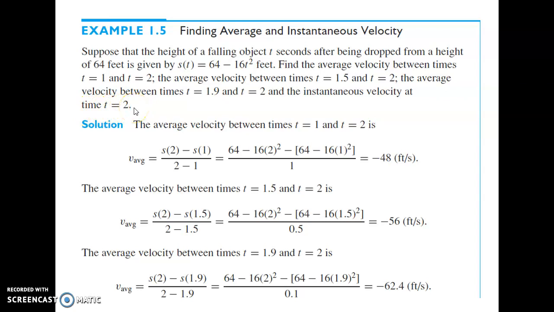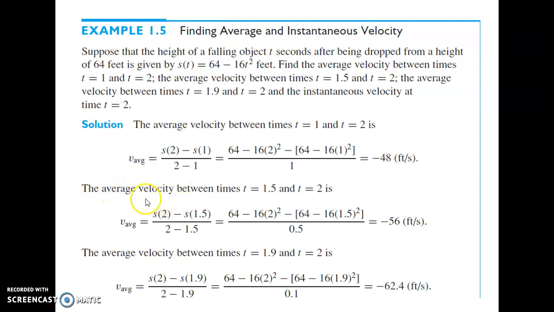The average velocity between t equal to 1 and t equal to 2 is s(2) minus s(1) divided by 2 minus 1. These two values I substitute here to get the values of s(2) and s(1). So I have this, right? And then I simplify this, and I will get minus 48 feet per second. Velocity is negative, which means the object is moving in the negative direction.